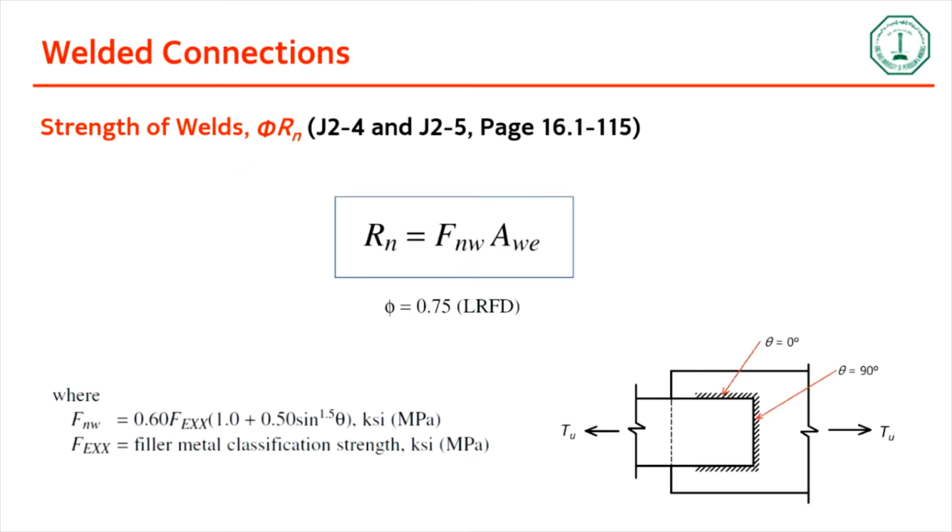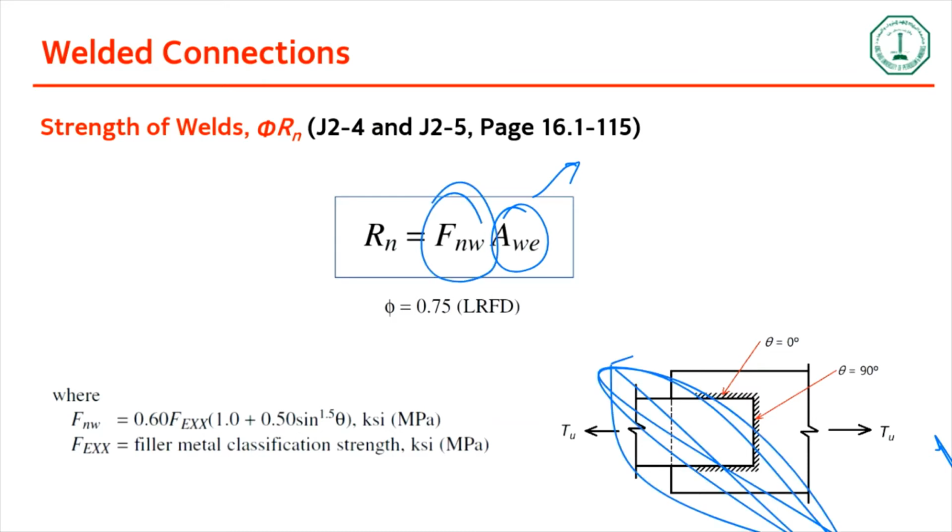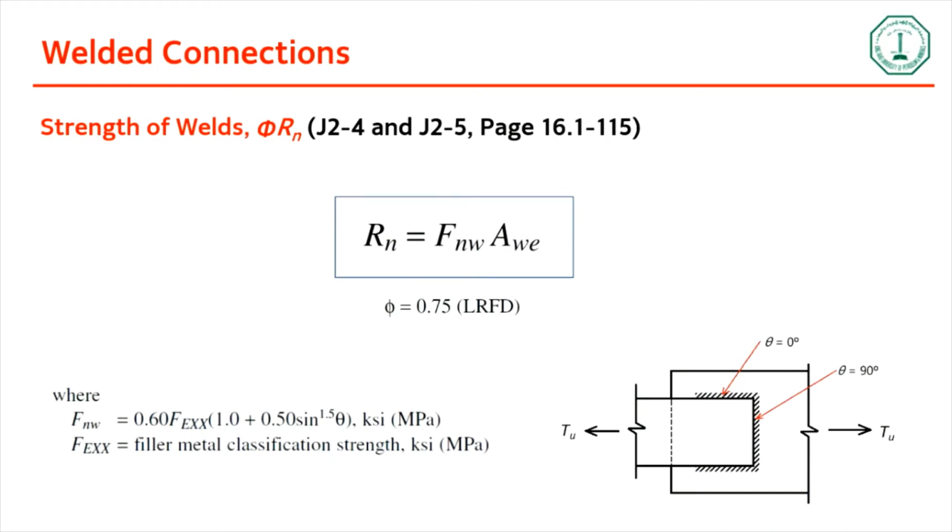the strength of weld is given by this equation, which is Rn equals Fnw times Awe. Awe is area of the weld, which we just discussed before, and then Fnw is calculated using this equation, which is Fnw equals 0.6 Fexx. Fexx is the strength of the welding material, the strength of the filler metal, which is the type of the filler that we use to do the welding process.